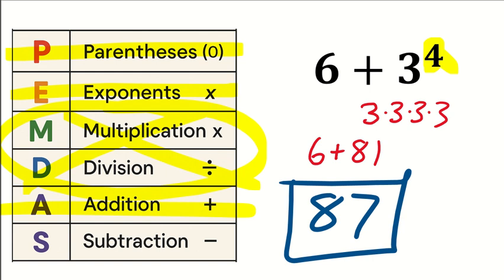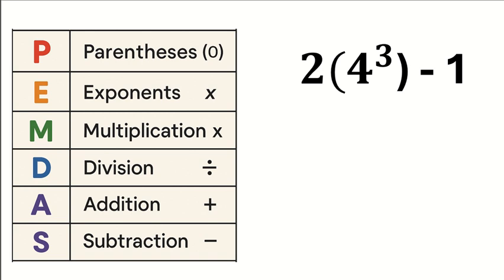But I know what you're asking. You're wondering, but what if we change this up completely? Will it still work? You bet it will. All we have to do is follow the order of operations, beginning with the parentheses. Now we have our parentheses, and inside the parentheses we have an exponent.